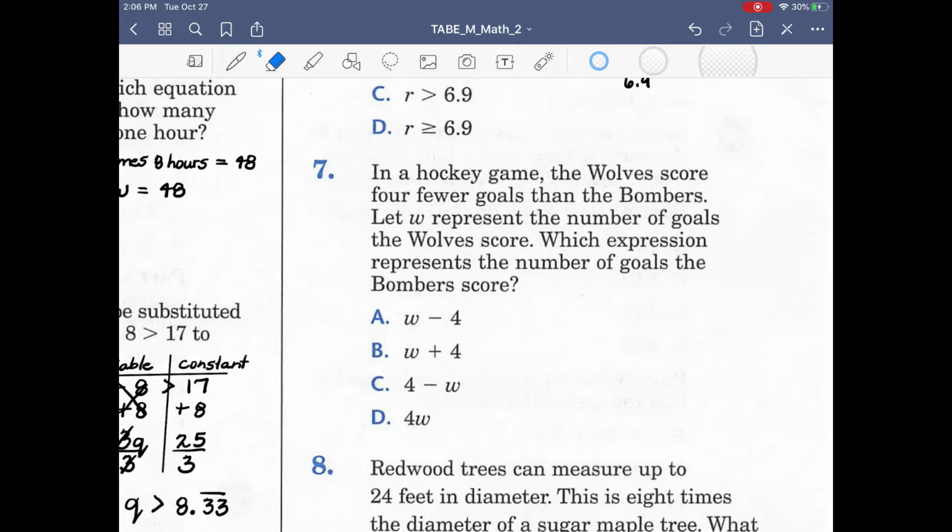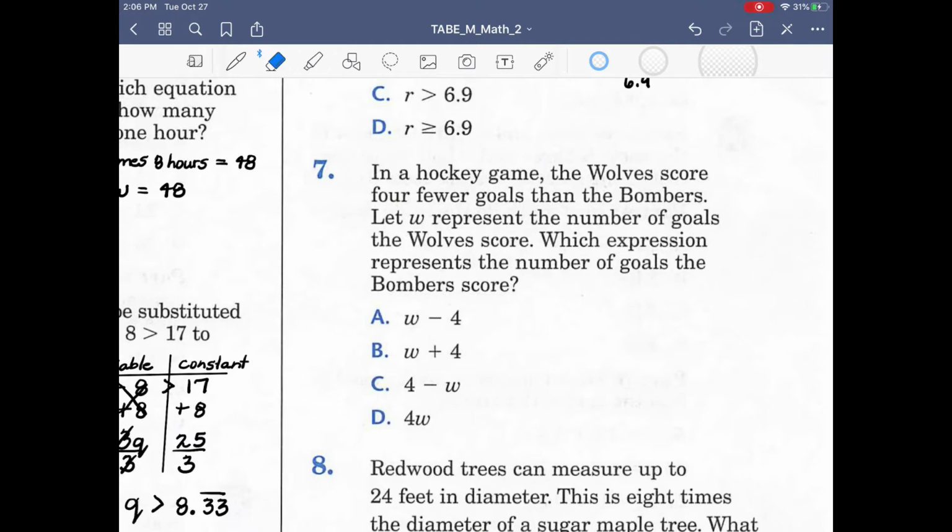Number 7. In a hockey game, the Wolves score 4 fewer goals than the Bombers. So the Bombers won the game. Let W represent the number of goals the Wolves score. Which expression represents the number of goals the Bombers score?